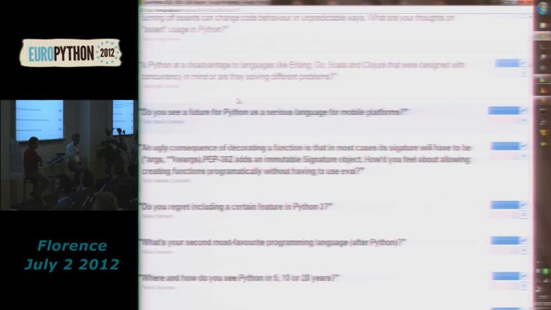Now, for a question that's named after a famous comedian, it's hard to ask, but do you see a future for Python as a serious language for mobile platforms? I think that some people will figure out a future for Python on mobile platforms. I don't expect I'll be playing a big role in that myself.